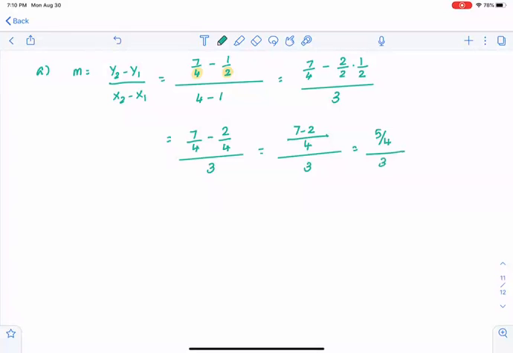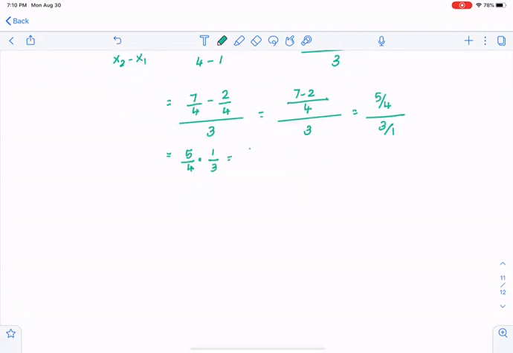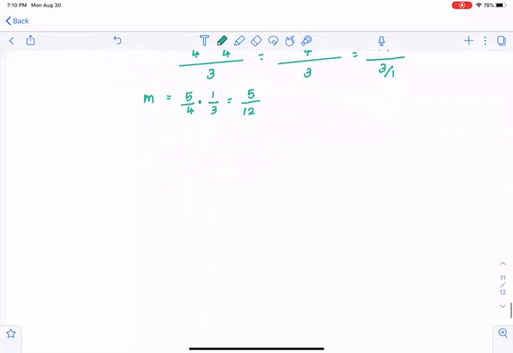But we know 3 is just 3 over 1, and then we flip and multiply, so 5 over 4 times 1 over 3. Take the numerator and flip the denominator, multiply it to the numerator. So 5 times 1 is 5, and 4 times 3 is 12. So the slope is 5 over 12.